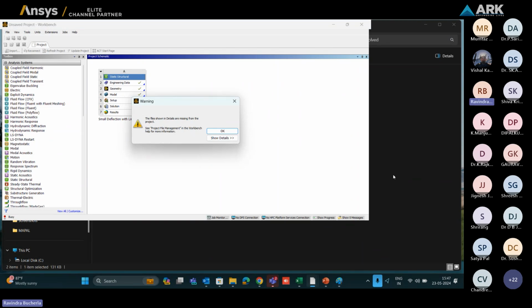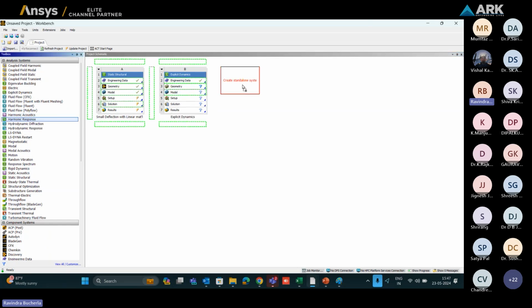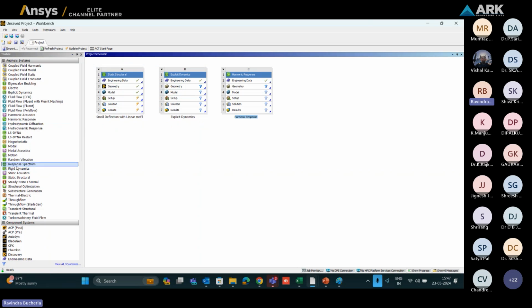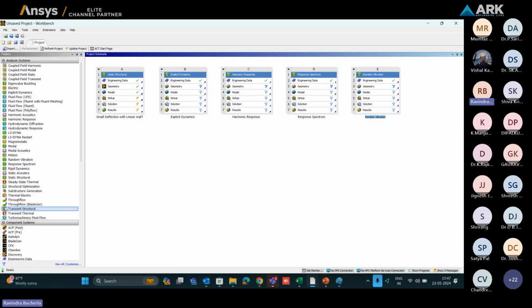Okay, so I hope you all know about the Ansys platform. This is the Ansys Workbench where we will be solving all kinds of structure and fluid problems. We are taking static structural for structural analysis. If you want to solve any problem for explicit dynamics, you can go with explicit dynamics, or for vibrations, you can go with harmonic response, random vibrations or response spectrum.